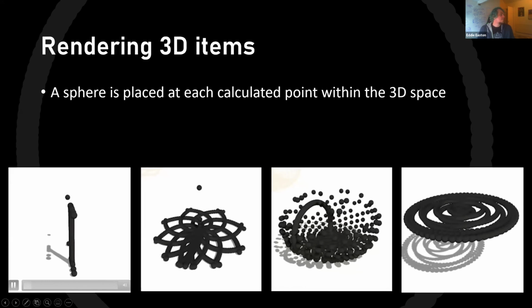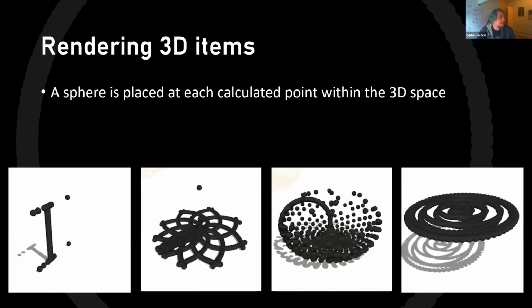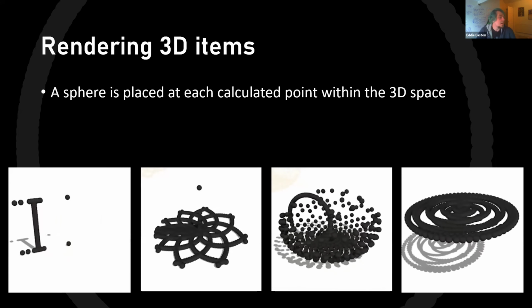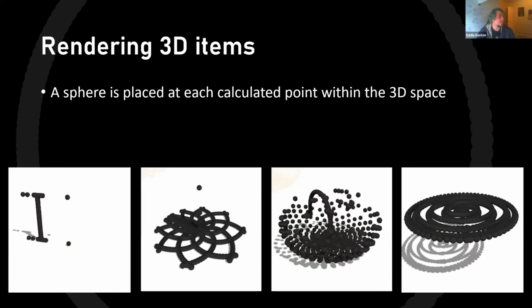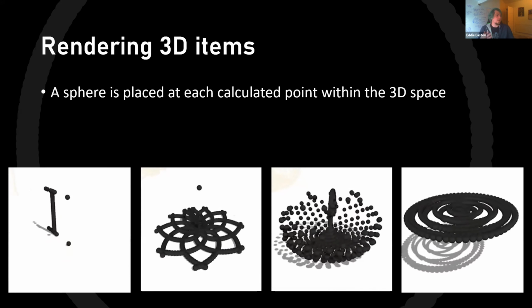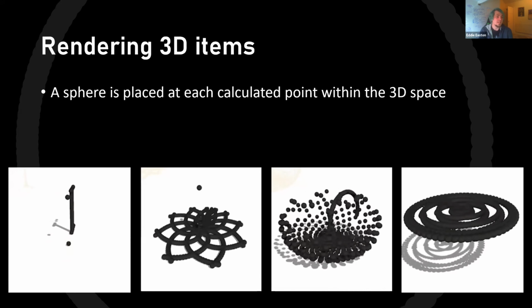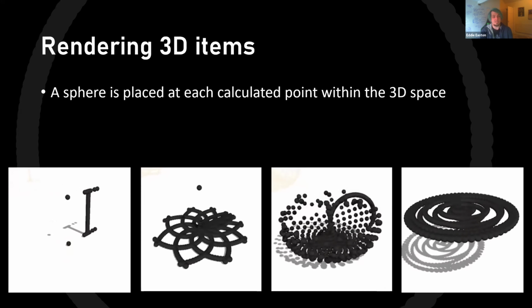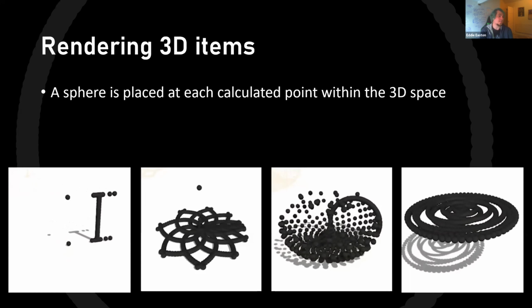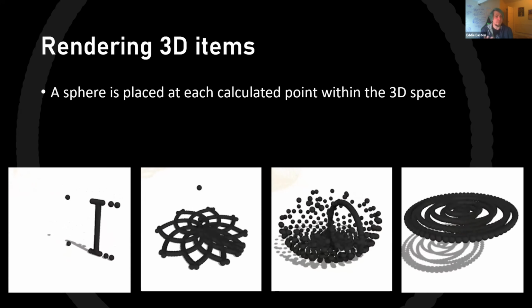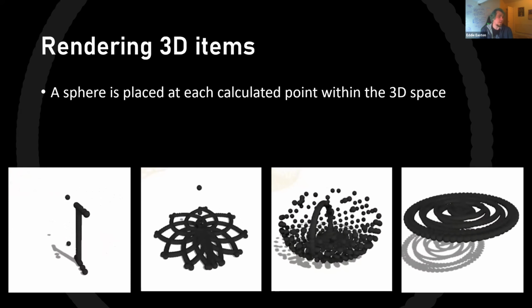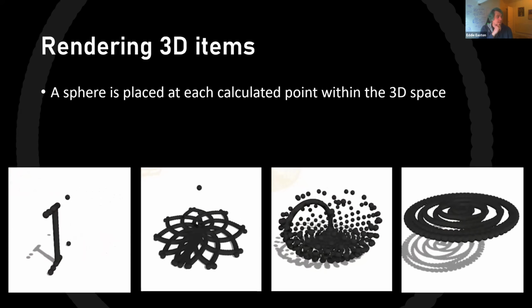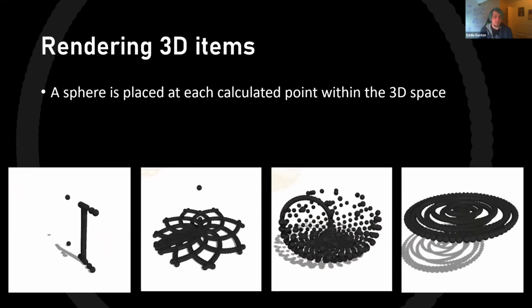Okay, so the rendering of the 3D items is a relatively simple process. All we need to do is place a specified geometric shape at the specified point in 3D space. And this can be done very simply using any kind of 3D graphics engine. So for online systems, we can use Three.js, or you can use Blender or Unity as well. And the examples we can see at the bottom here were rendered within the Unity engine.